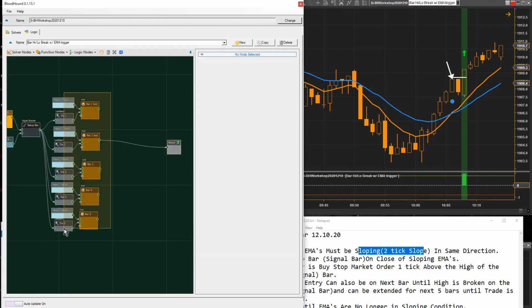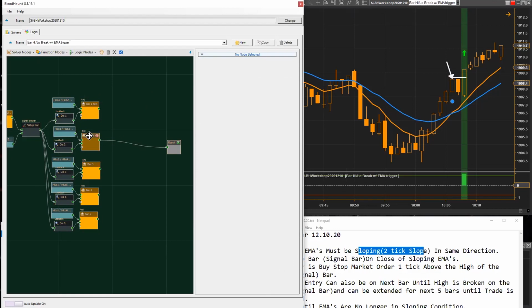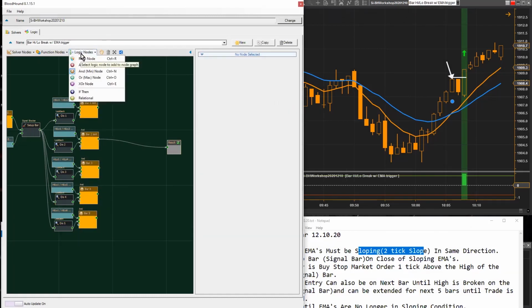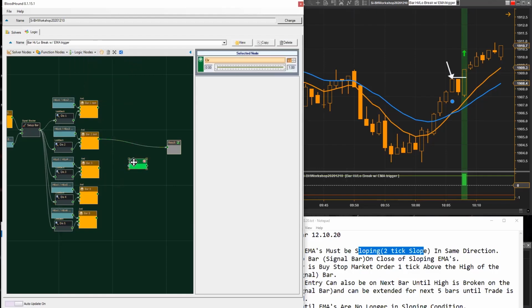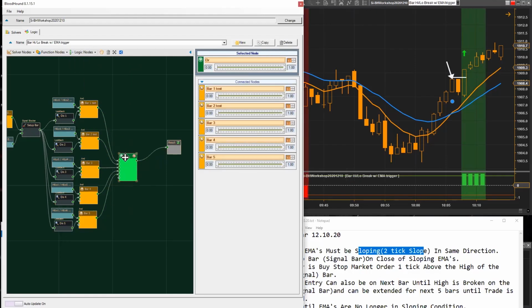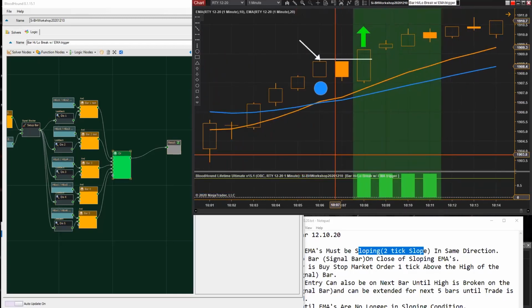Now, we have all of these different groups of logic here, and we're never going to know which one of these AND nodes the signal is going to come out of. So we need to join all of these AND nodes together. And to do that, we're going to use an OR node. And so when we join all of these different comparisons together, this is what we're going to get. Sometimes you might get multiple signals like this. So let's zoom in here and find out why.